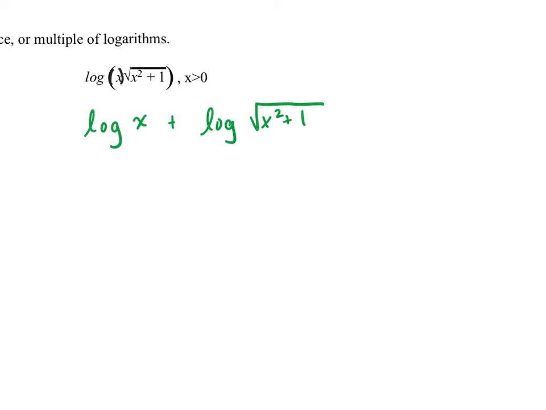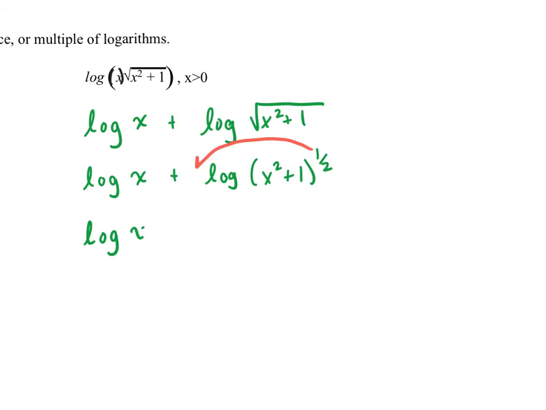Now, like we talked about on the previous page, roots can be written as exponents, and this is a very, very common thing to do in log problems. So what I'm going to do is go ahead and rewrite the square root as a half power. So I'll write it as log of x squared plus 1 to the half. And now the big benefit to doing this, now I can take that half out front. So we get log of x plus 1/2 log of x squared plus 1.